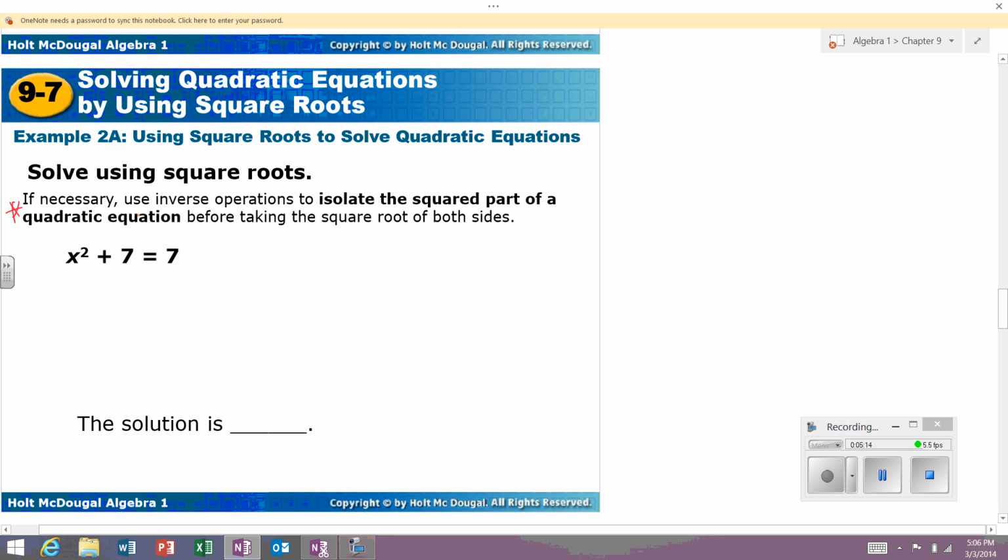Sometimes, pay attention, if necessary, we want to use inverse operations to isolate the squared part of a quadratic equation before we take the square root of both sides. So you want to get the squared part by itself before you take the square root. So on this next one, the x squared is not by itself, so we want to move this 7 over. And if we move it to the other side, we're going to have 0 over here, which is fine. Now we need to take the square root of both sides. Well, we could write plus or minus 0, but we know 0 only has one value, so the answer is just 0.